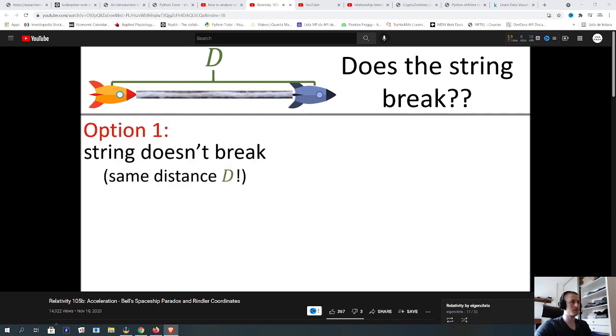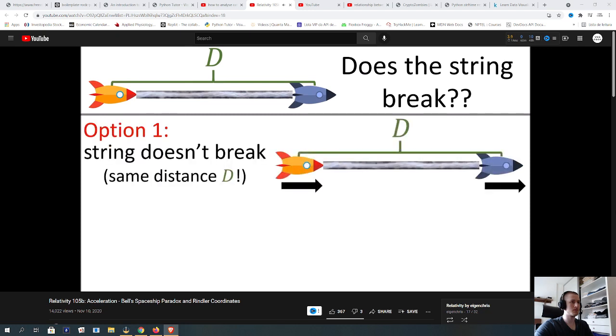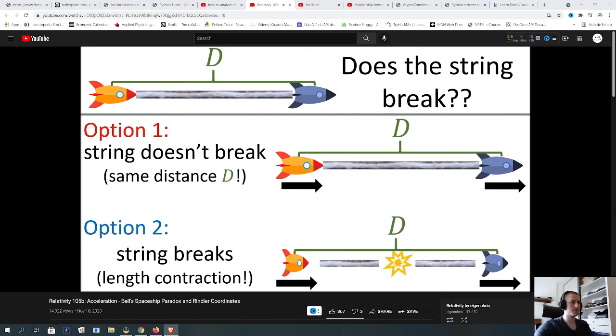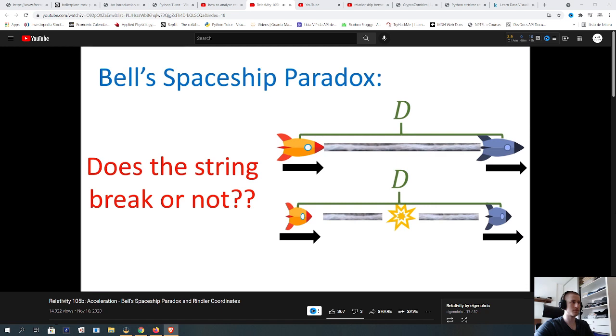Some people might argue that the string will not break, because the distance between the two ships does not change according to Einstein. Others will argue that the string does break because once the string starts moving, it will undergo length contraction, and that it will become too short to cover the distance d between the ships and snap. So which argument is correct? Does the string break or not?